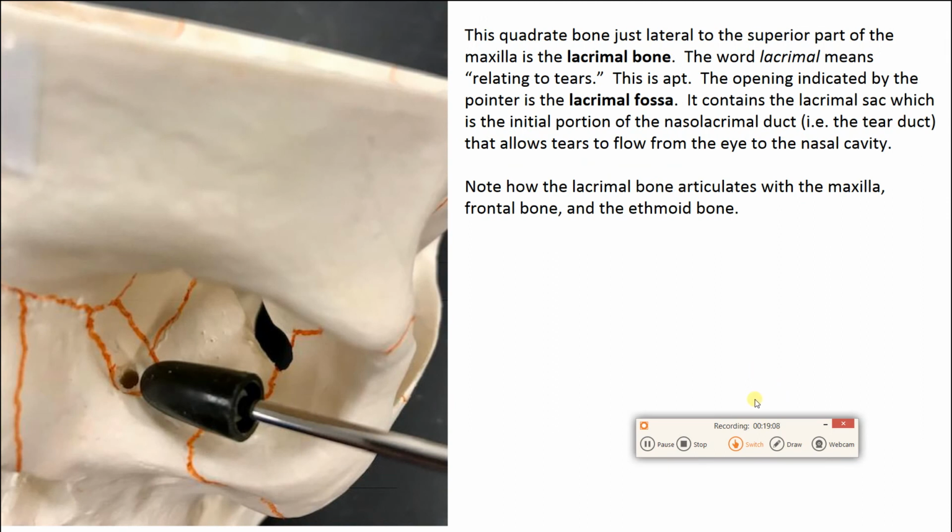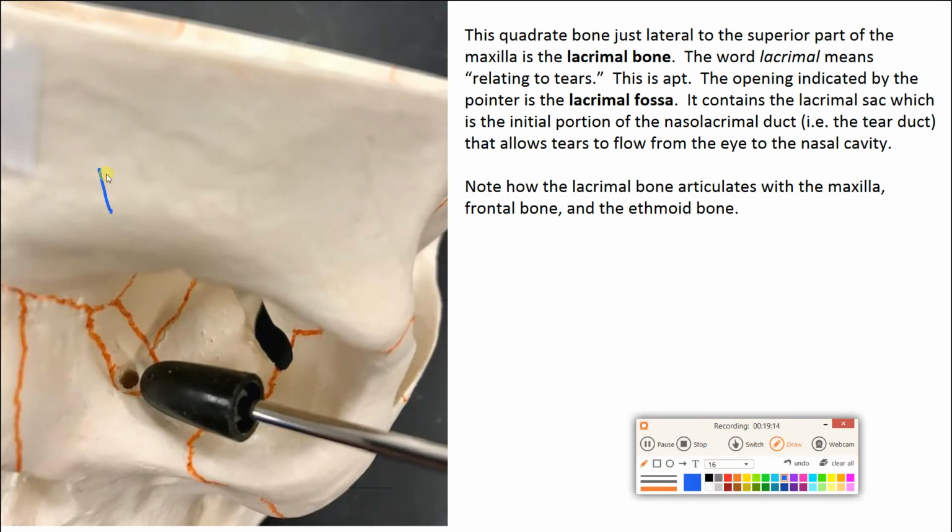We are now zooming in on the orbit. So here's the frontal bone up here. This whole stretch right here is the orbital cavity. So I'm zooming in on that orbit. Go back and look at the big skeleton picture if you need to. Big skeleton, big skull picture. That's what I meant to say.